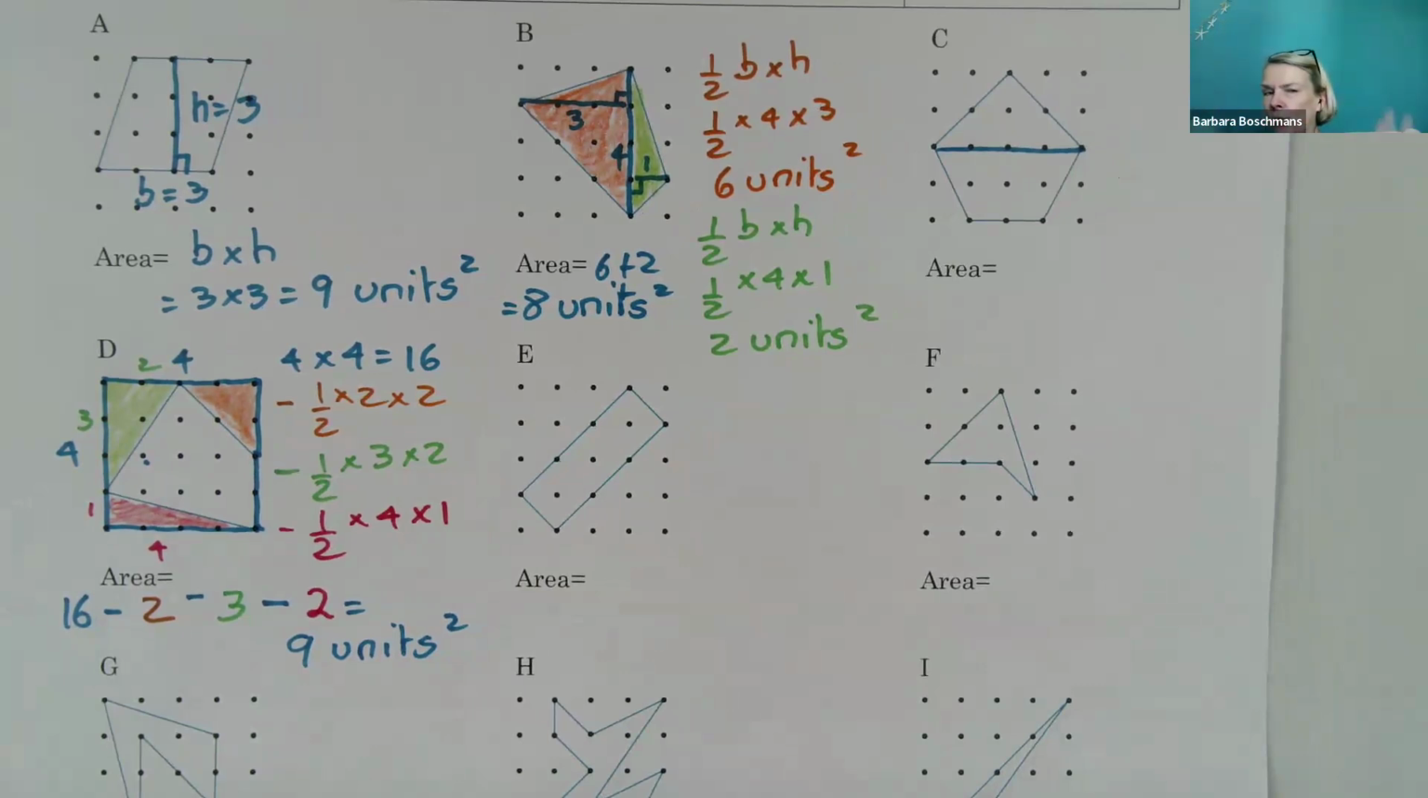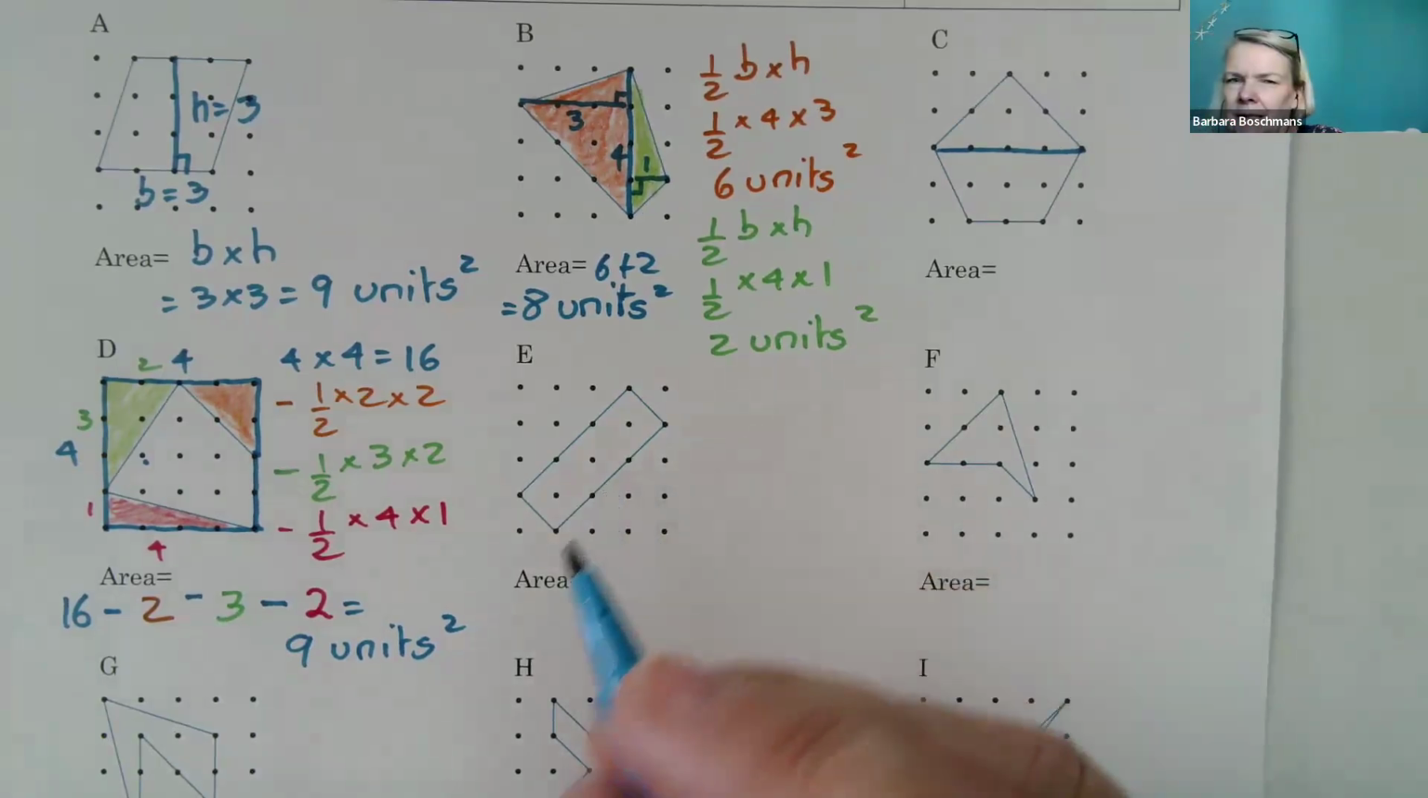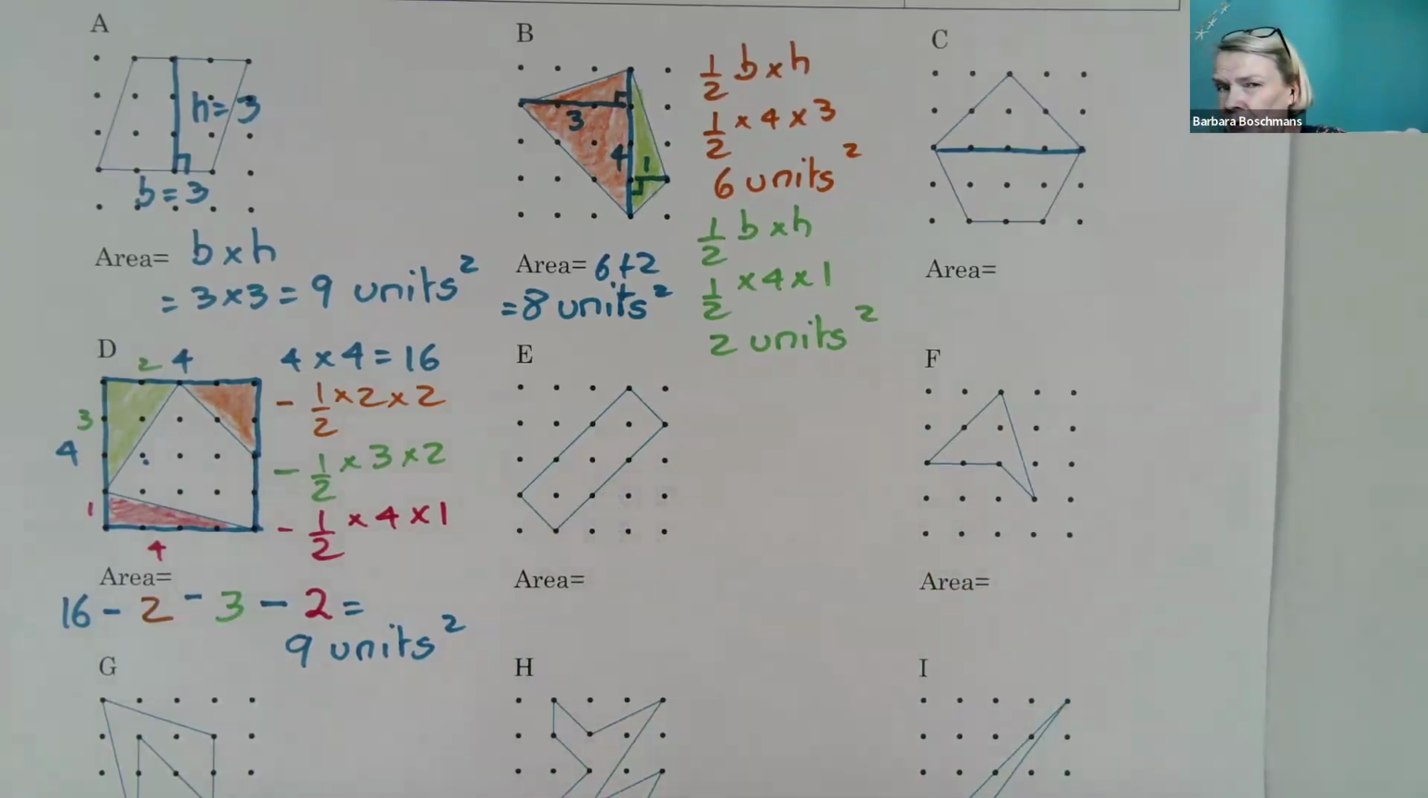You don't have to go on a 4 by 4. You can just enclose the shape. B looks like a rectangle, except none of the sides are either vertical or horizontal. So you either have to divide it into shapes that we know how to find the area of, or go to the outside and subtract.